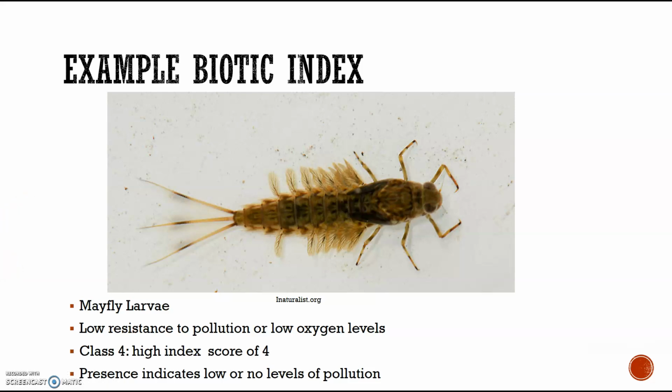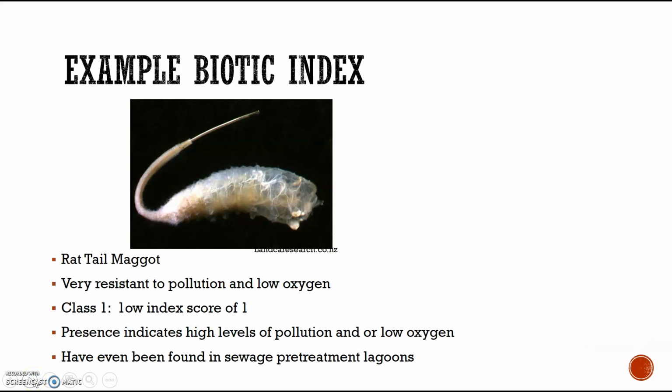First, let's talk about a few of the cast of characters. This one is a mayfly larva. They have very low resistance to pollution or low oxygen levels. And so in our index, we class them as a 4, which means they have a high score of 4. And we'll talk about what that means in just a minute. But their presence tends to indicate low or no levels of pollution.